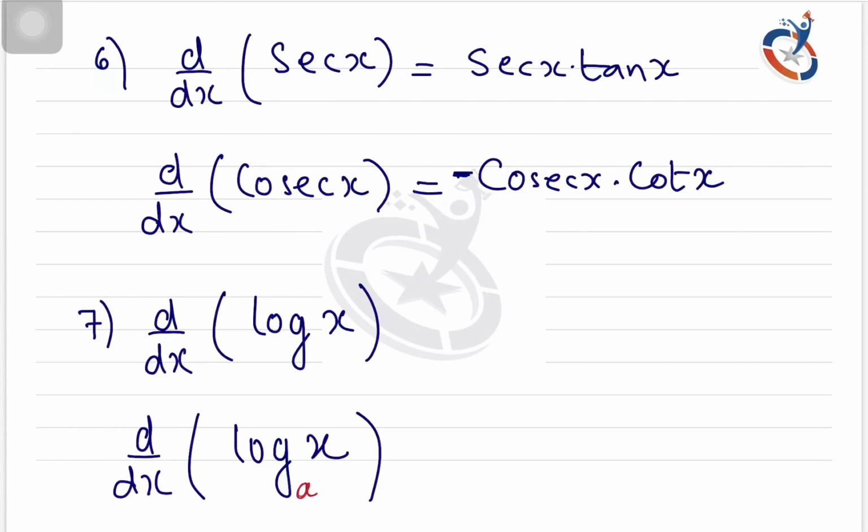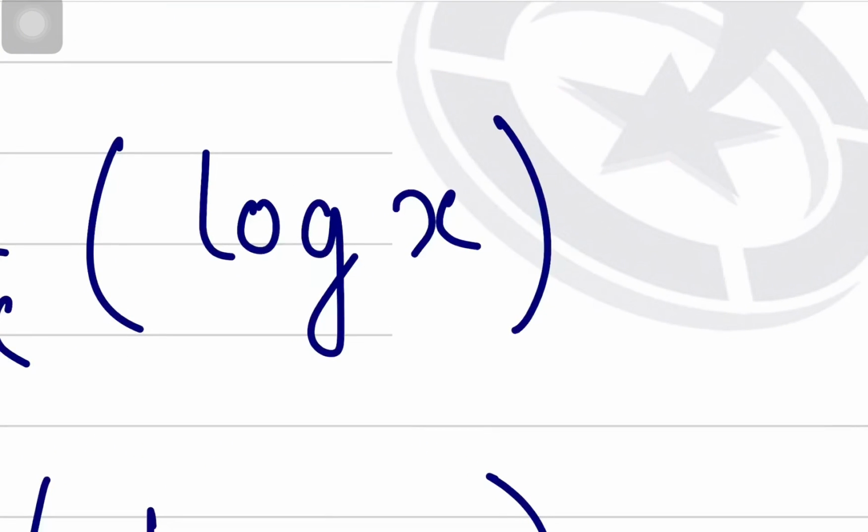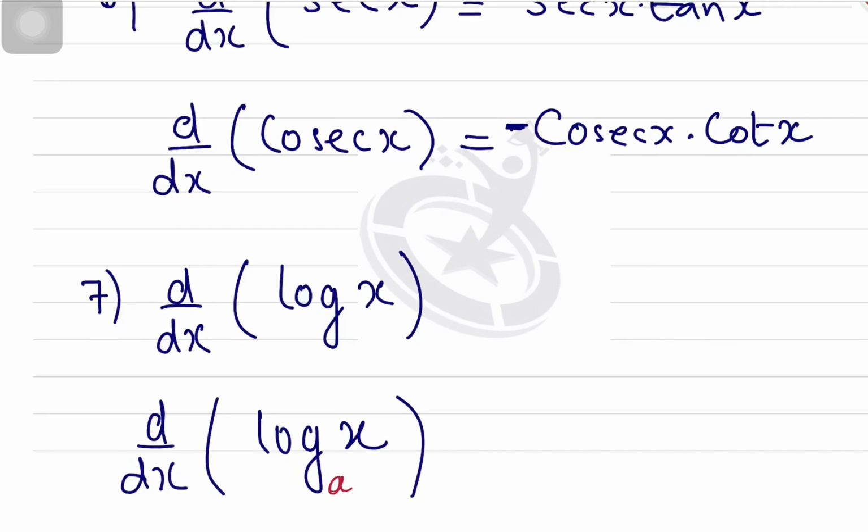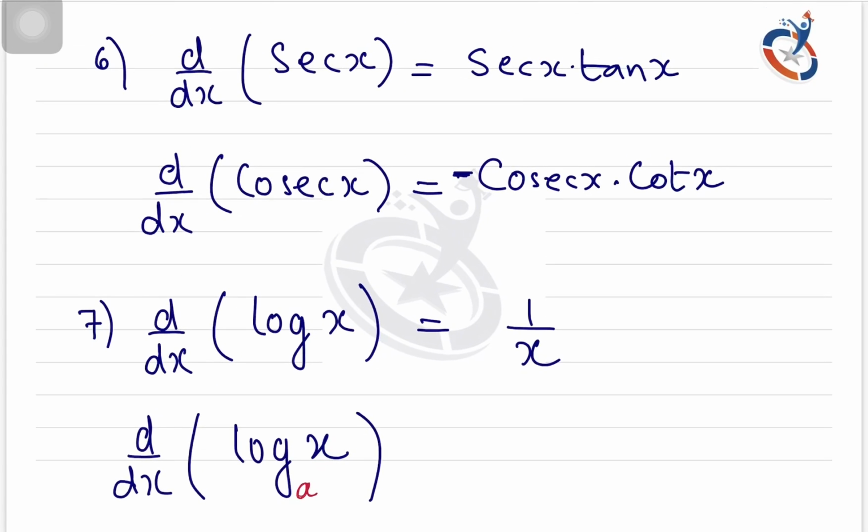The next is the derivative of log x. The base of log should be e. If nothing is given, then its base is e, or else e will be given here. Is that clear? So the base of log is always e. The derivative of log x is 1 upon x.